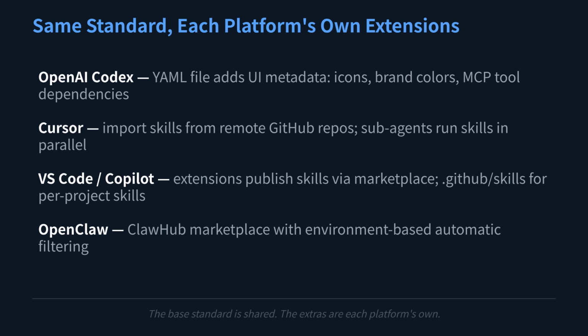What's especially interesting is that while the standard is shared, each platform has added its own extensions on top of it. OpenAI Codex, for example, lets you add a YAML file with UI metadata, things like icons and brand colors, alongside your skill. Cursor supports importing skills directly from remote GitHub repositories, and even allows sub-agents to run multiple skills in parallel. VS Code lets extensions publish skills through its marketplace. And OpenClaw has built an entire marketplace called ClawHub, where you can search and install skills with automatic environment-based filtering. The base standard is the same for all of them. What differs is the extra features each platform layers on top.